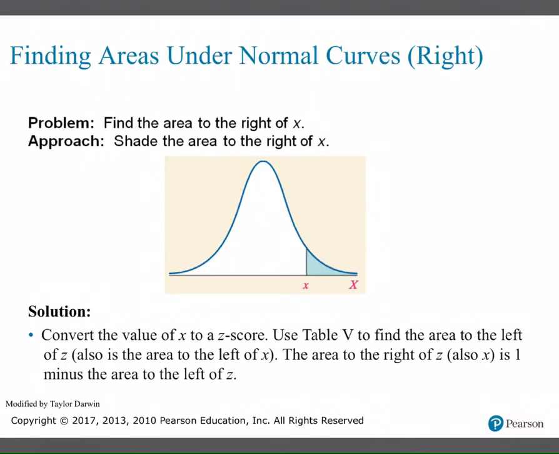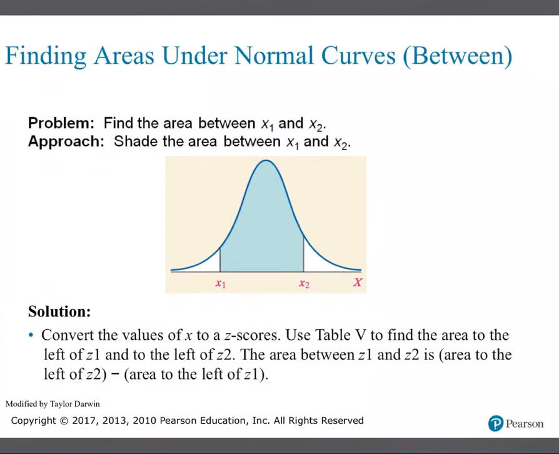If you want to find the area to the right, all you need to do is find the z-score, look up the proportion that corresponds with that z-score, and then subtract it from 1. 1 minus the area to the left. If you want to find the area between two values, you need to find the z-score for both. Once you find the z-scores, it's area 1 minus area 2, aka the bigger area minus the smaller area.